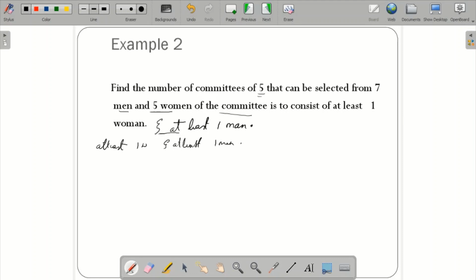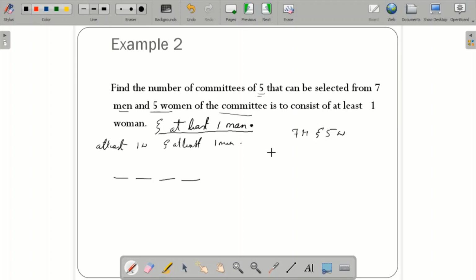Till here the question is at least 1 woman and 1 man. So again the committee we have to form is of 5 members: 1, 2, 3, 4, 5. Totally there are 7 men and 5 women. This problem we can solve in 2 ways. I'll mention both ways, and they have given the condition that the committee is to consist of at least 1 man and 1 woman.